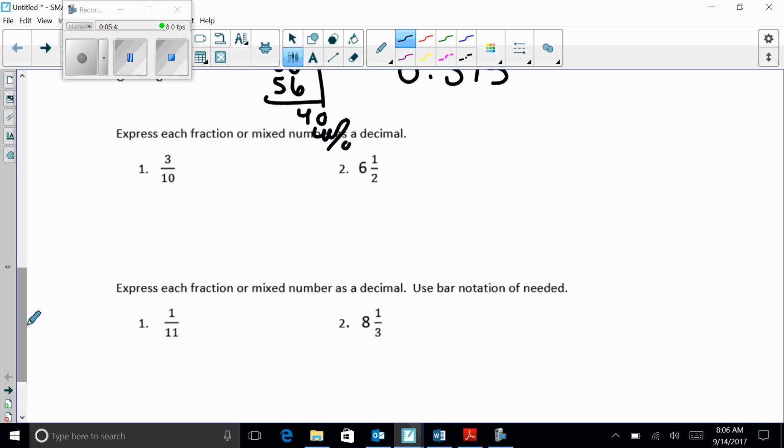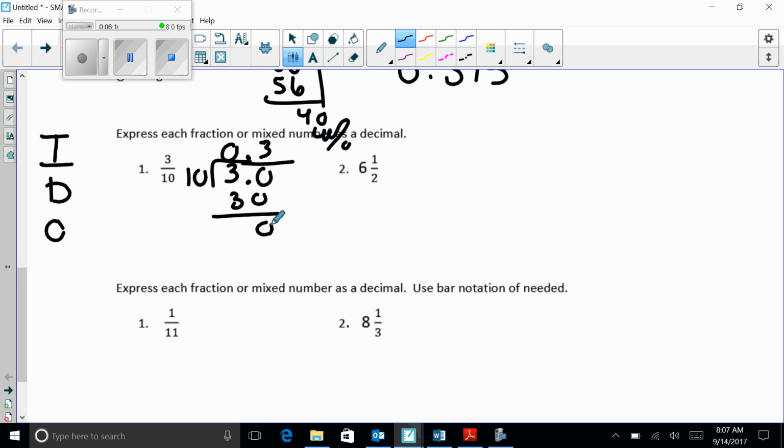Okay, so let's go on and see if you guys can do some. So express each fraction or mixed number as a decimal. So we are going to apply I do to all of these. Okay, so my top number goes inside the division house. So 3 is going to go inside and 10 is going to go outside. So again, I know that 10 does not go into 3, so I know I'm going to have a decimal, so I'm going to go ahead and add that in. Doesn't go into 3, but it should go into 30. So 10 goes into 30 3 times, which actually gives me 30, and I zero out. So my answer is 0.3. 0.3 is equivalent to 3/10.